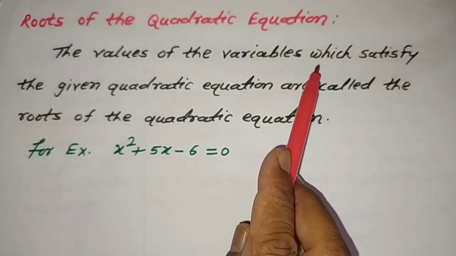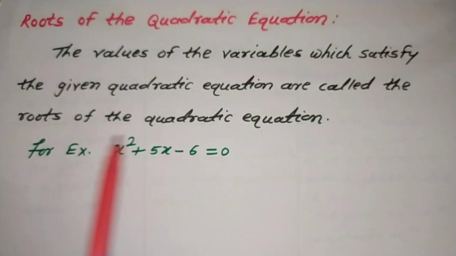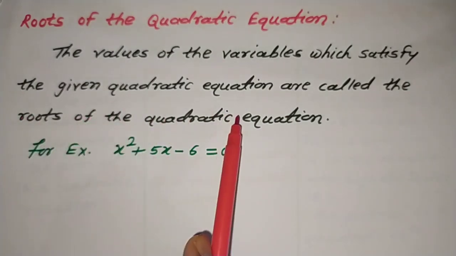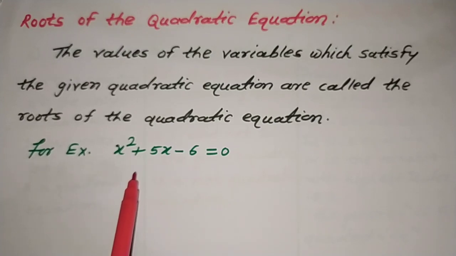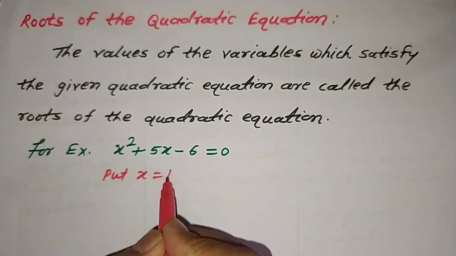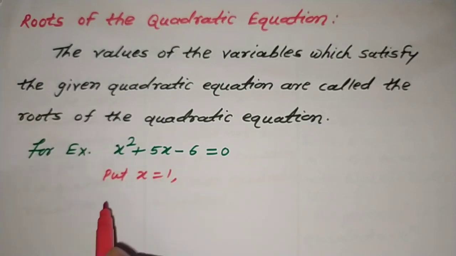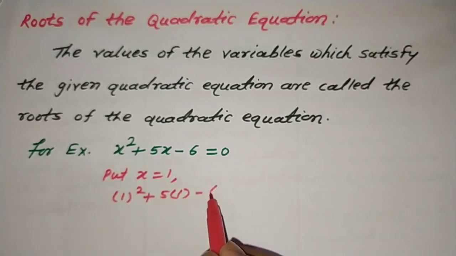Roots of the quadratic equation. The values of the variable which satisfy the given quadratic equation are called the roots of the quadratic equation. For example, x square plus 5x minus 6 is equal to 0. Put x is equal to 1 in this equation: 1 square plus 5 into 1 minus 6 is equal to 0.